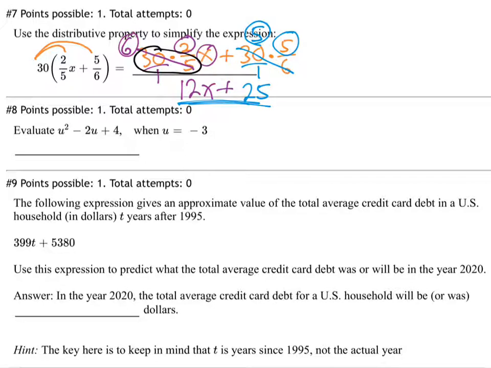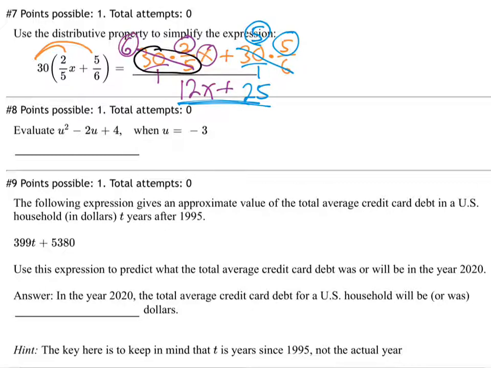Good. All right, let's try number 8. They're giving us an expression, u squared minus 2u plus 4, and they're saying when u equals -3. So what are we going to do? You're going to plug in negative 3 for u. Yeah. There's one important rule, though.